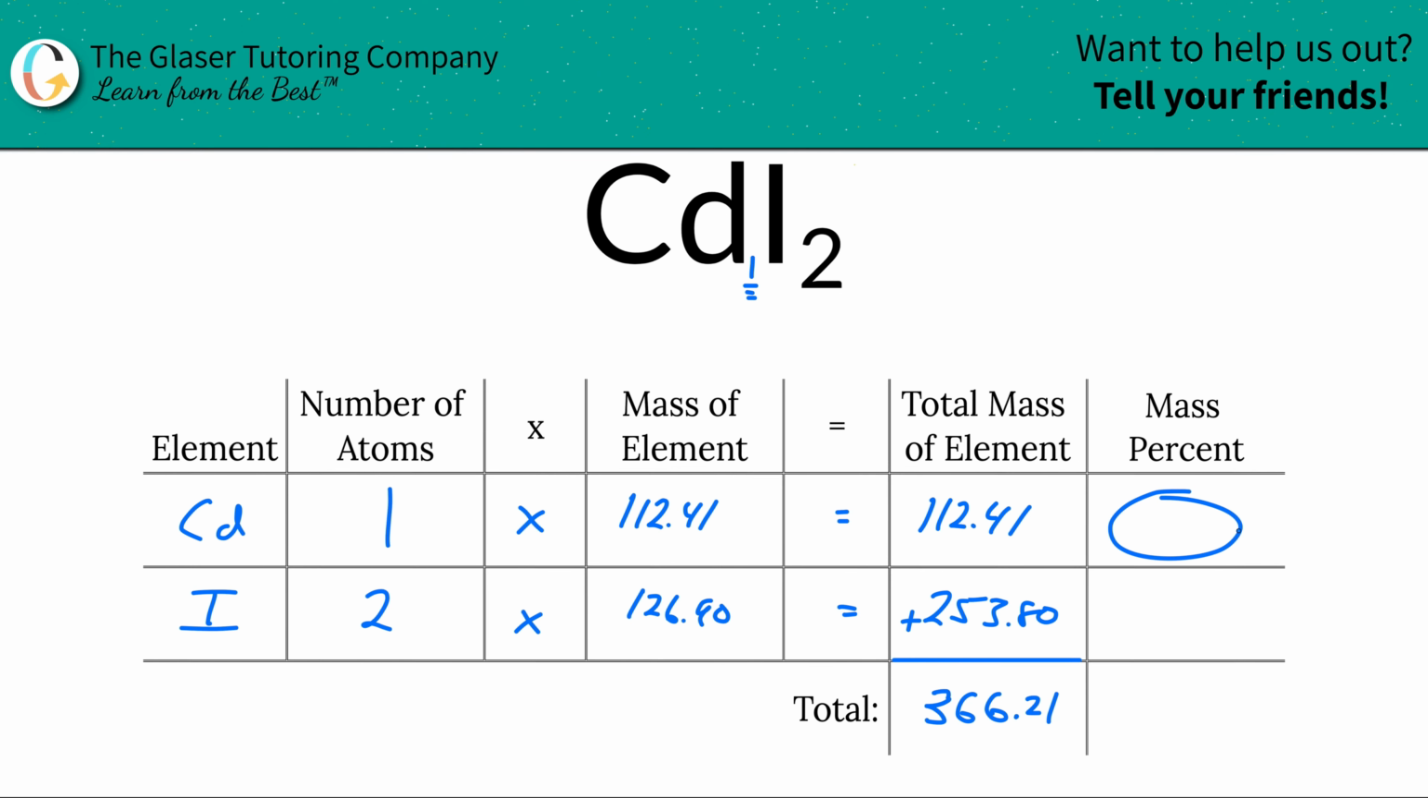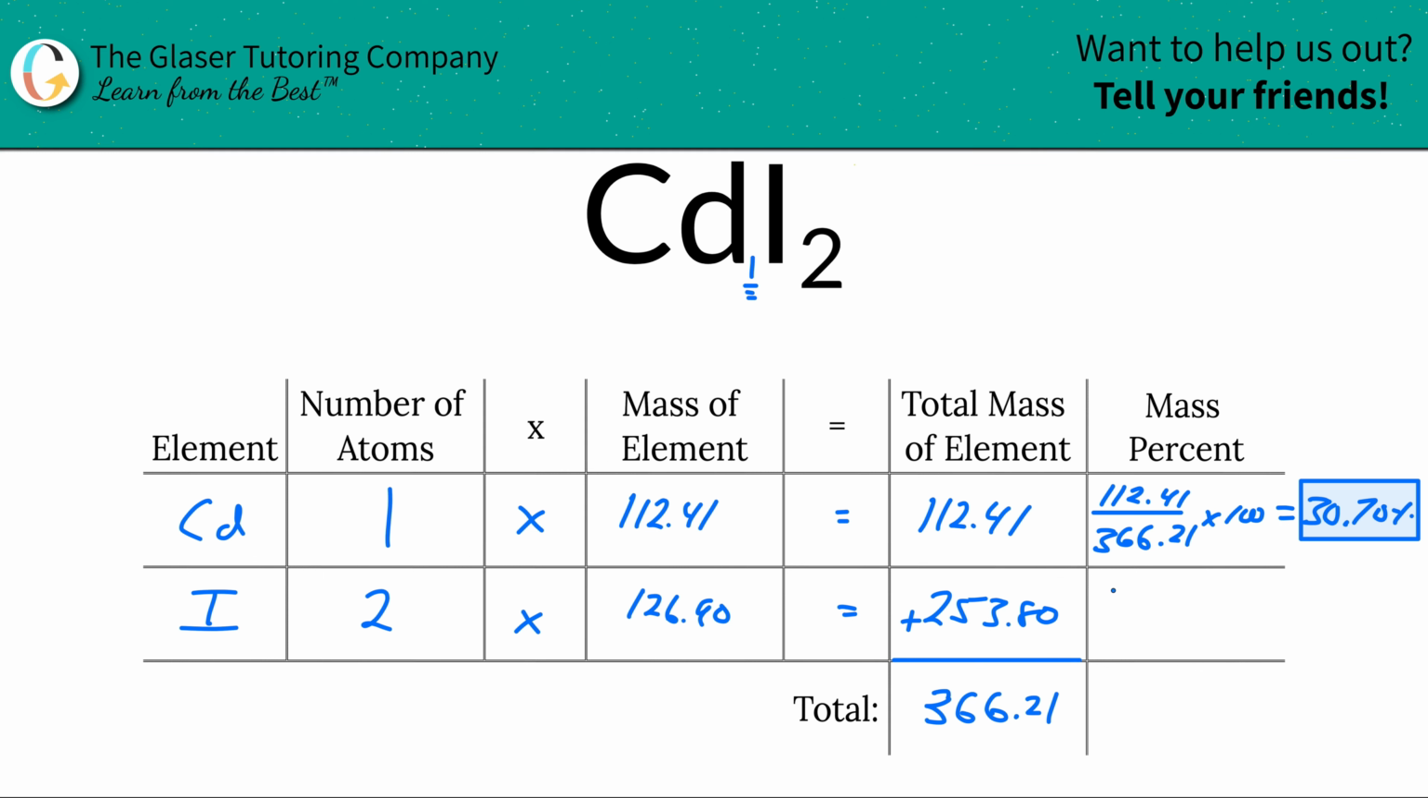Bam! So now, in order to find the mass percent of cadmium, we simply have to take the total mass of that cadmium, which is about 112.41 units of mass, divided by the mass of the entire compound down here, so that is going to be 366.21, multiplied by 100. This is a simple percent calculation, right? We have part over whole times 100. So when we do this, the percentage works out to be about 30%. All right, so that is the percent of cadmium in cadmium(II) iodide.